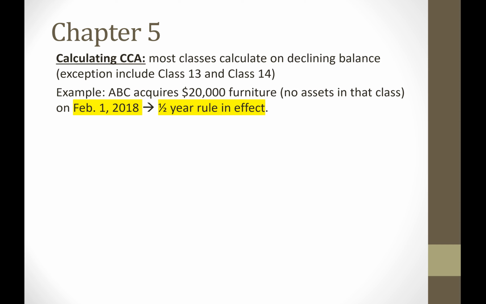That was the half-year rule. Let's say that this company, ABC, acquires furniture and they had no other furniture purchases prior to this purchase on February the 1st, 2018, and they bought the furniture for $20,000. So furniture goes into class 8, which has a CCA rate of 20%. So let's actually look at how the schedule will look like.